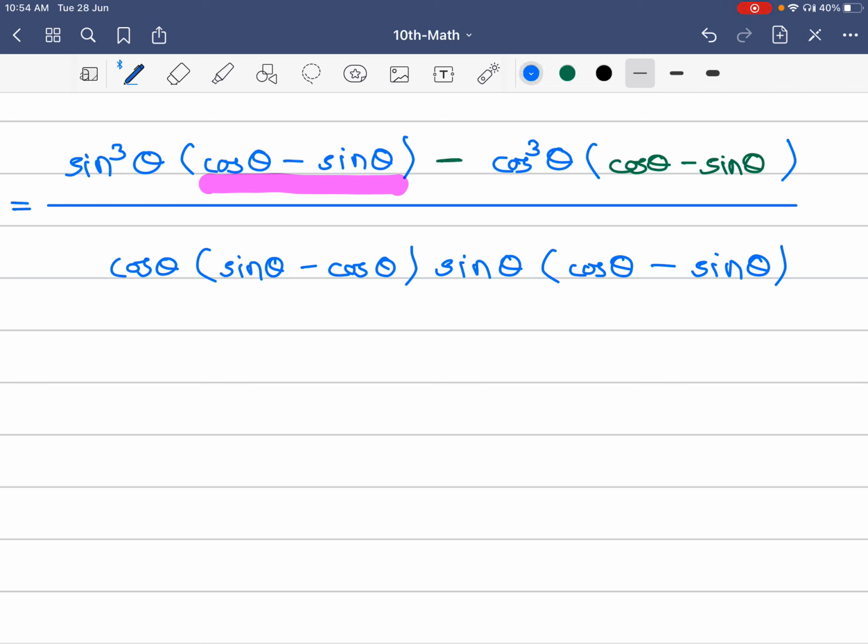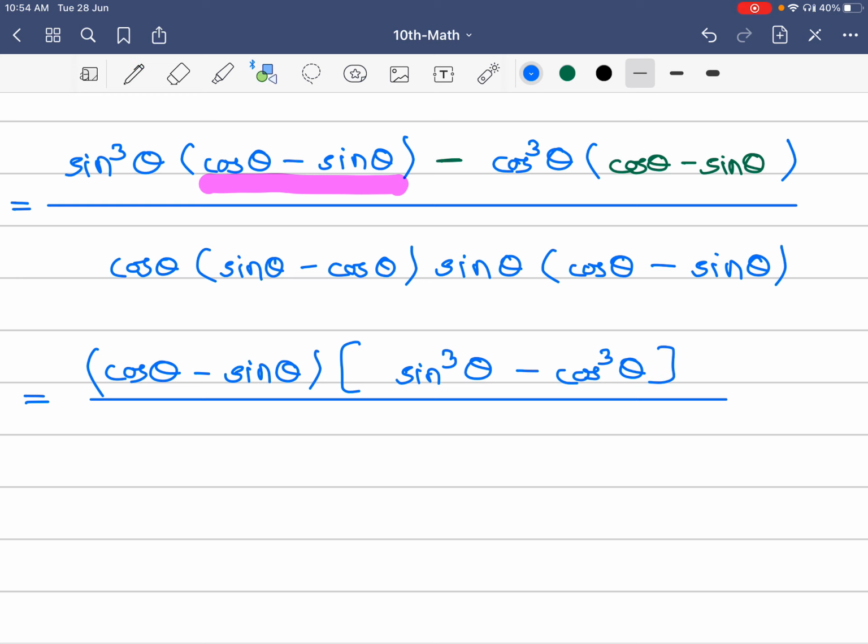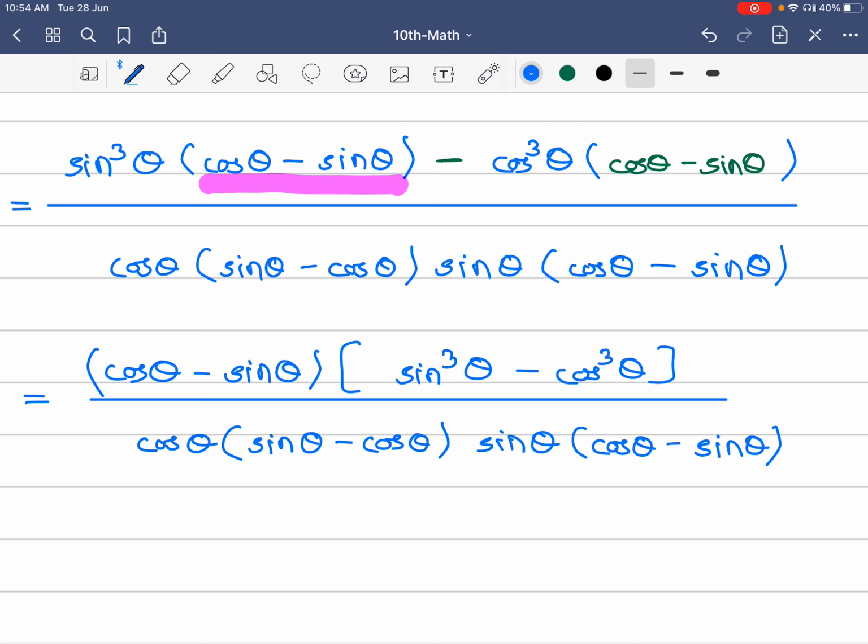So this is equal to, cos theta minus sin theta is the common term, it has been brought out, and here inside we have just sin cube theta minus cos cube theta. Once again we have our denominator as it is, no change. So let me just write it down. It is cos theta sin theta minus cos theta, then once again sin theta and cos theta minus sin theta. Now some terms are going to get cancelled.